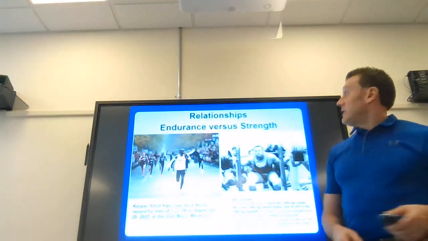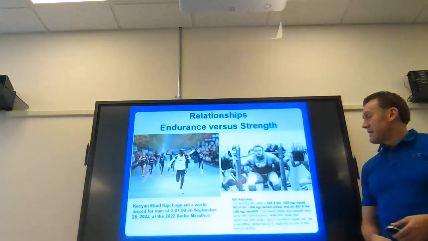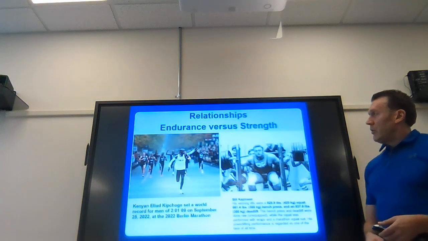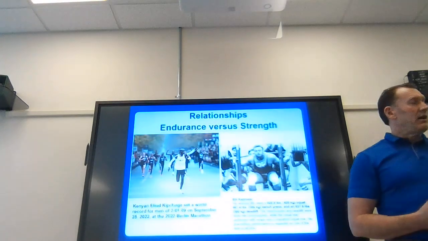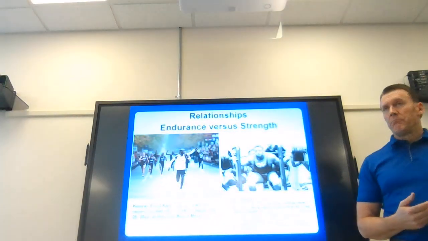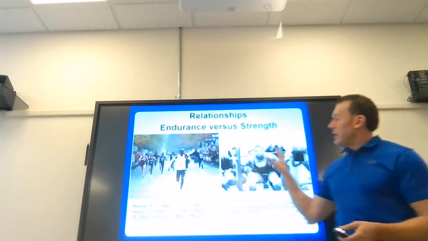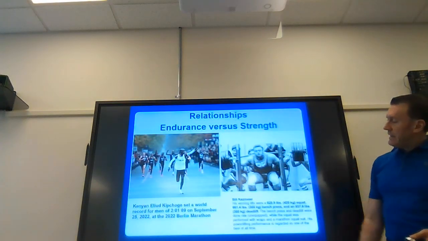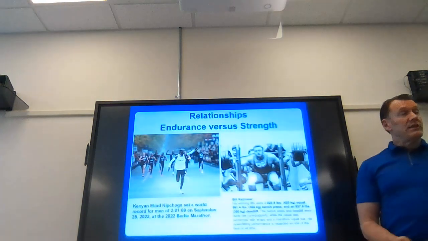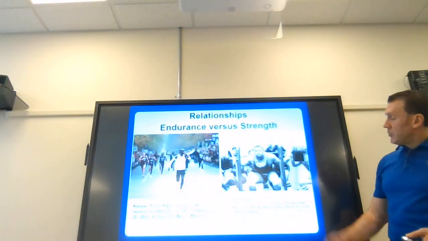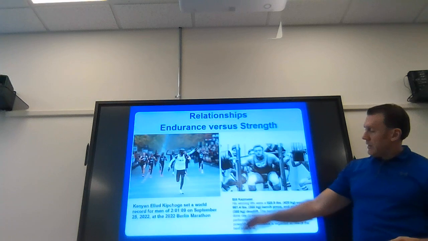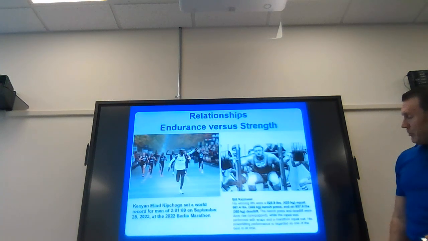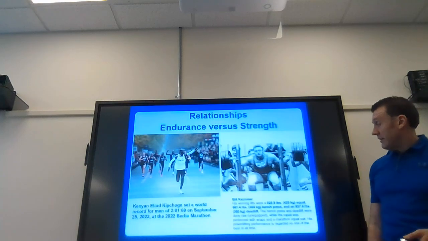On the other end of the continuum, you have guys like Bill Kazmaier, one of the individuals that's the elite of strength performance. So you have endurance on this side, strength on this side. His winning lifts, in other words his PRs, were 925.9 pounds for a squat, 661.4 pounds for a bench press, and 837.8 pounds for a deadlift.